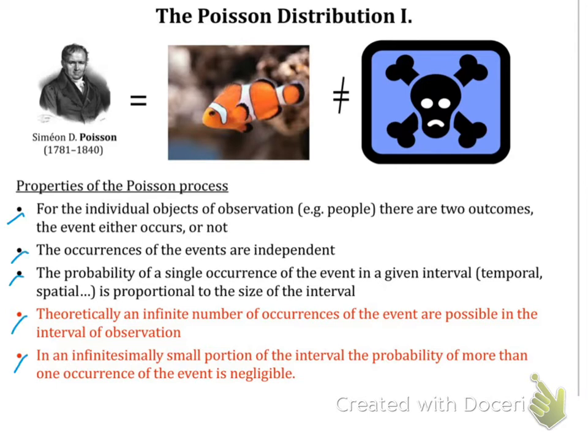The properties of the Poisson process: the first thing is that for individual objects of observation, for example, observation of people or whatever, there are 2 outcomes, either happened or not happened, occurred or not occurred, okay. The second one is that the occurrences of events are independent.